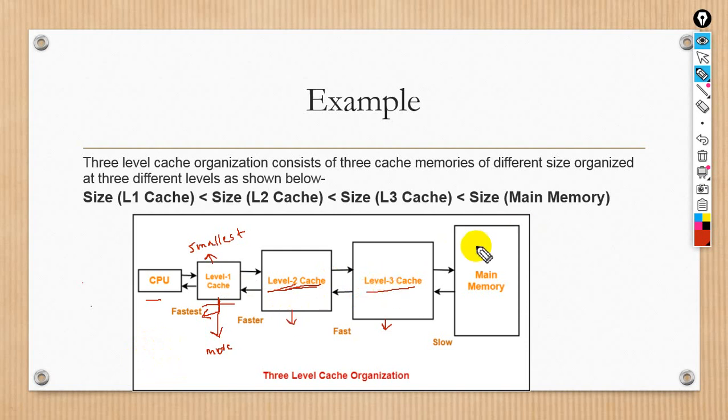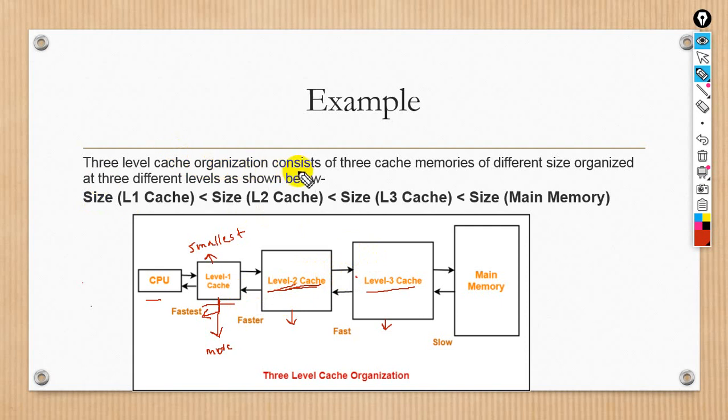For example, if the RAM or main memory speed is very low, then we use cache memory. As I have discussed all these things in the previous video session, for the purpose of increasing the speed of the memory, we are using different levels of cache memory.